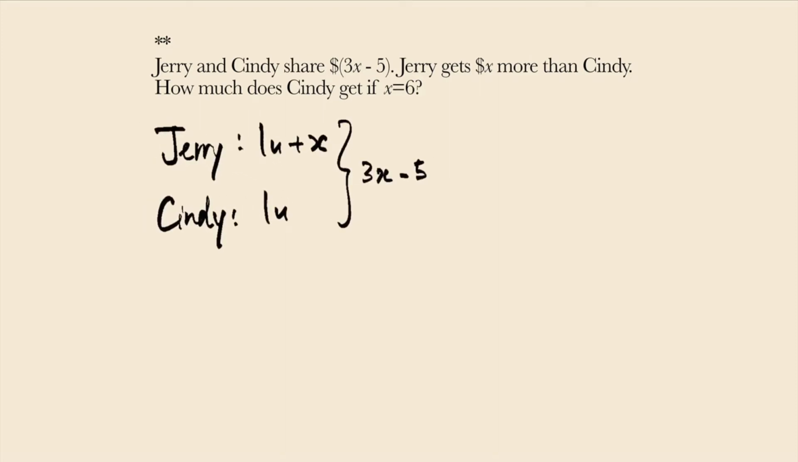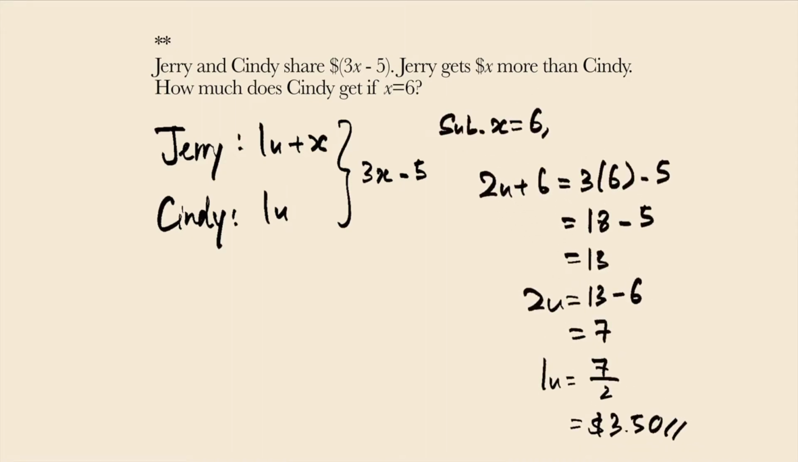Well, if you want to make everything clear, that would be a good idea. So 1 unit is for Cindy and Jerry had 1 unit plus x dollars more than whatever Cindy had. The sum is 3x minus 5. So we can substitute x equal to 6 first. So what happens here? The total is therefore 2 units plus 6. And that will equal 3 times 6 minus 5, by the way. So that will be equal to 13.